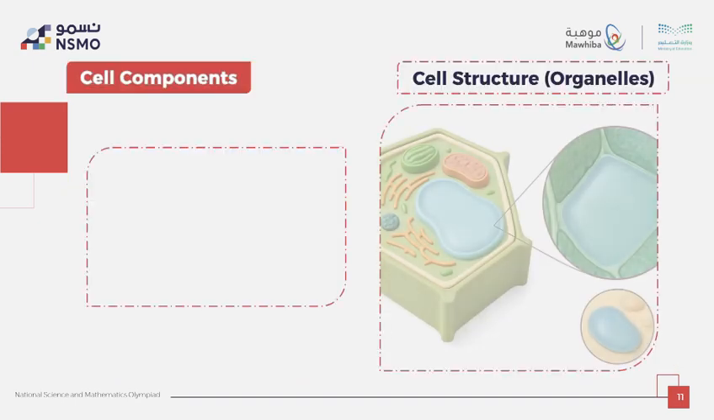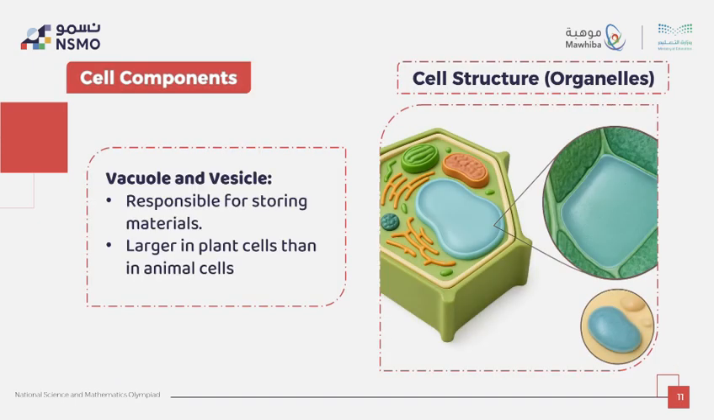Let's talk about other organelles, vacuoles and vesicles. They are responsible for storing materials. And we see them in plants, where they are very large because of the process of photosynthesis that produces food, and they are very, very small in animal cells. In animal cells, they are smaller and there will probably be multiple vacuoles.